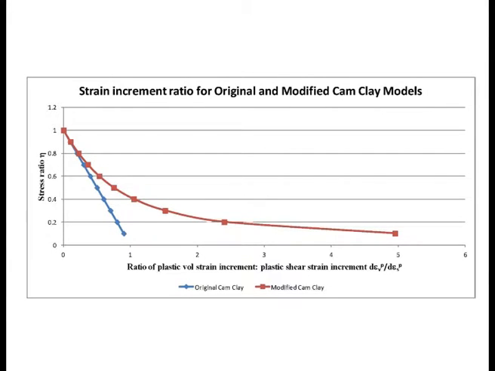Now, this is an axial plot of the work equation, the modified Cam clay work equation with the original Cam clay work equation. And you can see the original Cam clay work equation is a straight line like I showed just now, coming all the way down to here. On the x-axis is delta epsilon Vp over delta epsilon Sp. On the y-axis is the stress ratio. This shows the original Cam clay. This shows the modified Cam clay, and you can see the modified Cam clay going to infinity. This is roughly what it looks like.